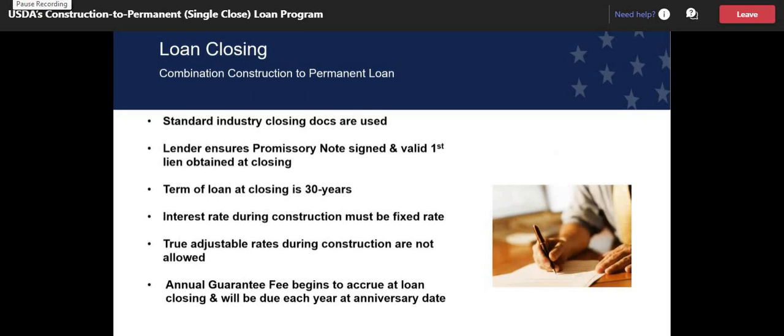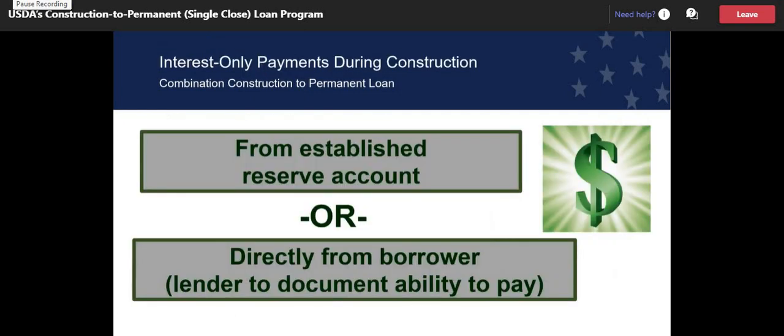The annual guarantee fee that USDA requires begins to accrue at loan closing and will be due each year at the anniversary date. So USDA requires it to be paid annually to us. You typically have the borrower pay that on a monthly basis. And that's 3,500 basis points of the loan amount.